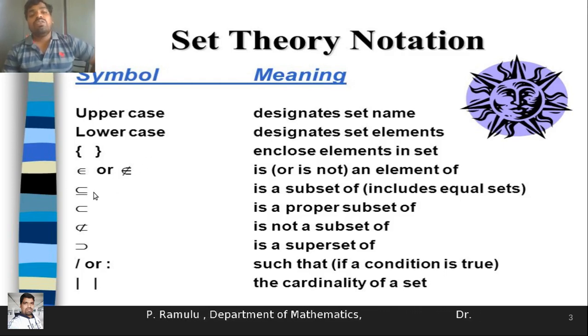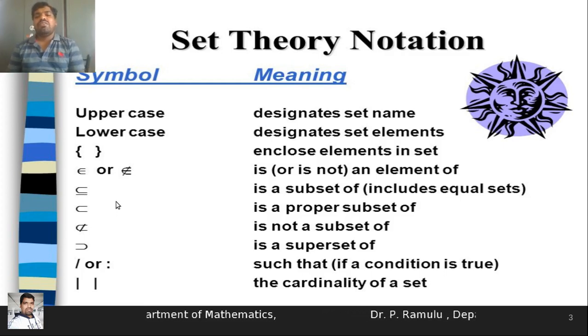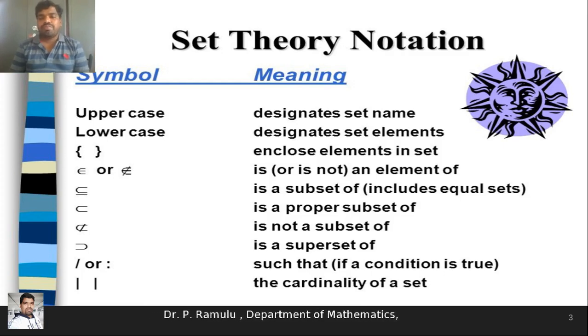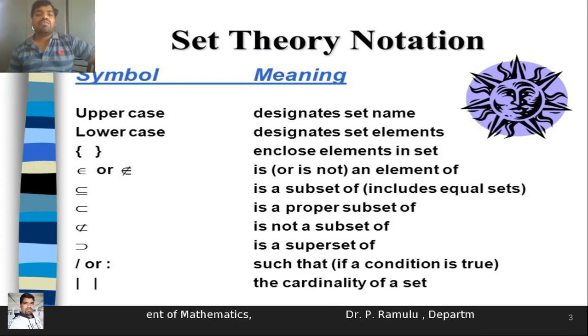If I take A equal to {1, 2, 3, 4, 5}, B is equal to {1, 2, 3, 4, 5}, A and B have the same elements. So that means A equal to B. That means no proper subset, only it is subset. If I take A equal to {1, 2, 3, 4, 5}, B is equal to {1, 2, 3, 4, 5, 6}, so A is a proper subset of B.